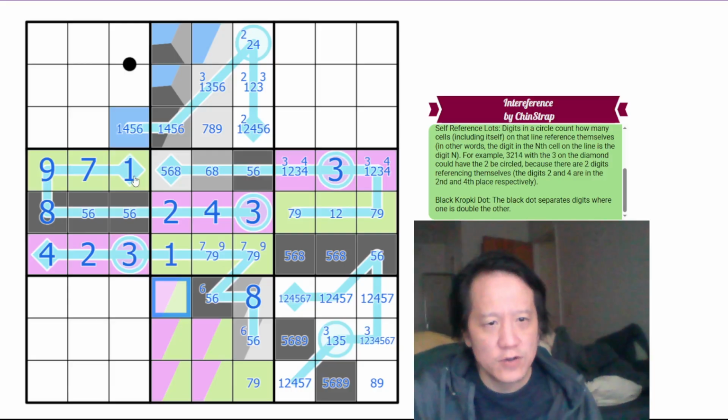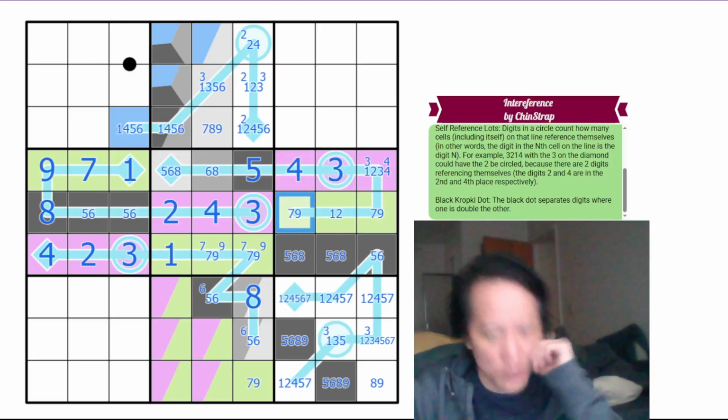So we have 1 self-referencing, 7's not, 9 is not, 8 is not, then 5 and 6 self-referencing. So that would work. 3 self-referencing here means this is 5. So 4 would be self-referencing. And then we have 7 and 9 here. So all of those work.